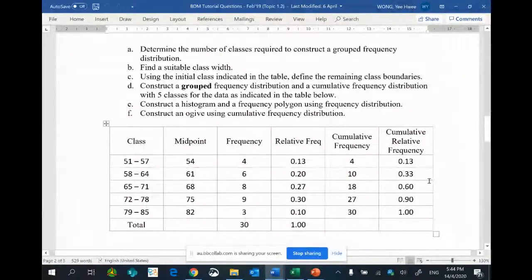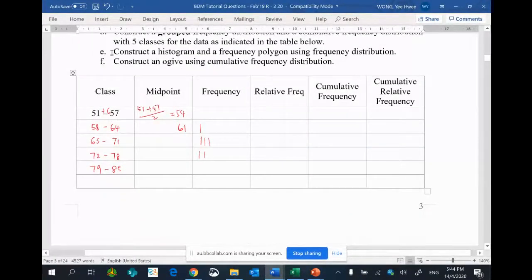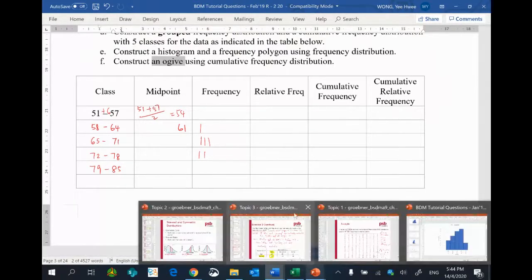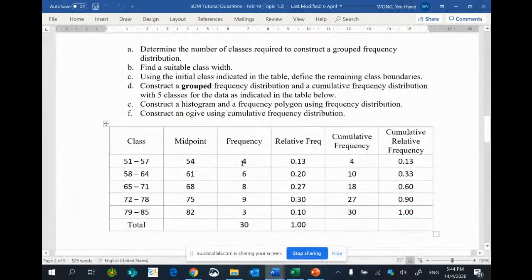Question 2. This is the answer for the tabling, the frequency distribution for this. Right, so now I'm going to go through this with you: histogram, polygon and ogive. If you look at the figures, 4, 6, 8, 9, 3. Can you tell me what shape that is? If you were to draw a histogram, how would it look?